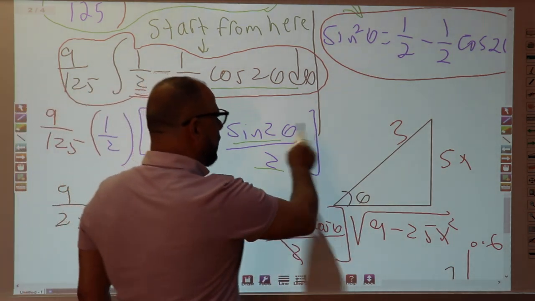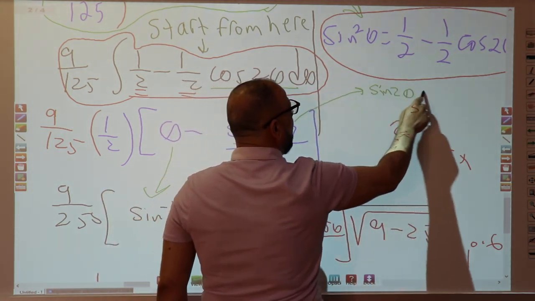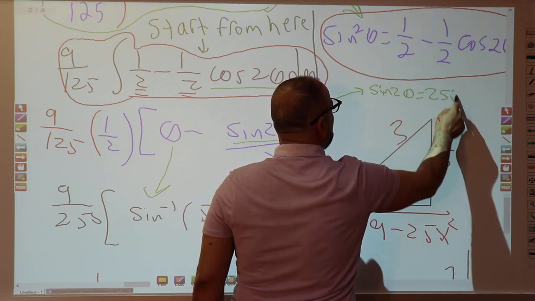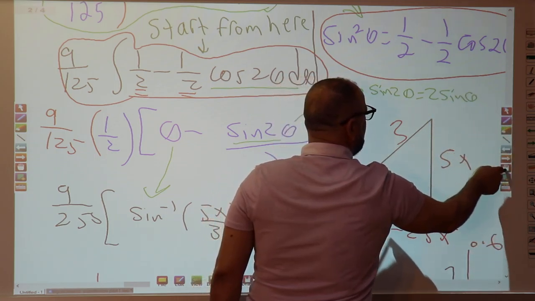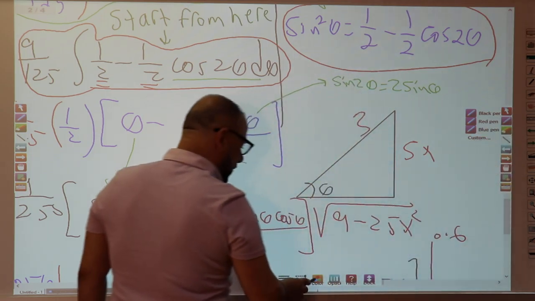What I need to know also, you see sine 2 theta? Sine 2 theta equals what? Follow it. I want to hear it. 2 sine theta cosine theta. Okay, 2 sine theta, cosine what?